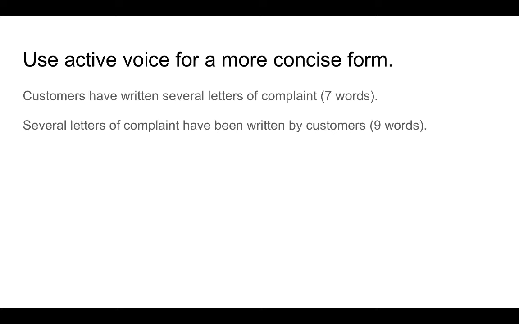You're going to hear a lot, of course, and have heard before, that active voice is generally preferred, and mostly it's because it's more concise. In the simple count, yes, we saved 2 words when we used the active voice.